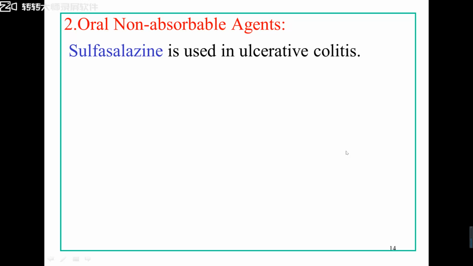Except SD and SMZ, which are used intravenously, we also have oral administration sulfonamides, such as sulfasalazine. Sulfasalazine is used in ulcerative colitis. You should know this, because some patients have chronic diarrhea for 1 month, 2 months, and then you should use the intestinal scope. You can find the diagnosis: these chronic diarrhea patients have ulcerative colitis. And this drug, sulfasalazine, is still the first choice agent to treat ulcerative colitis.